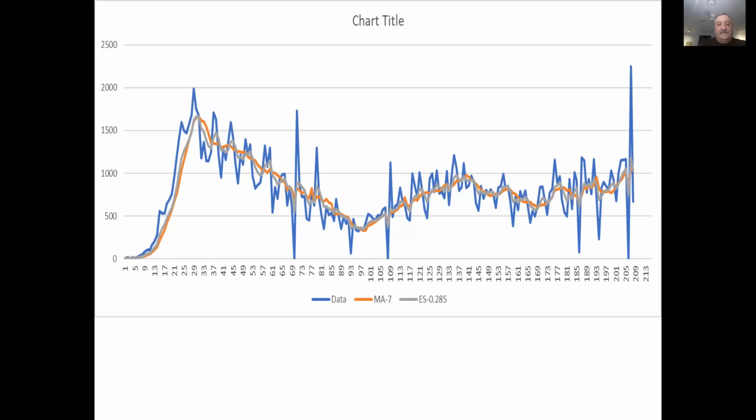Okay, this is just another example I threw in today. This is another important time series. And I thought I would try and plot a moving average with period 7 and exponential smoothing with a value of alpha that's approximately equivalent to that. And they both seem to track it okay.